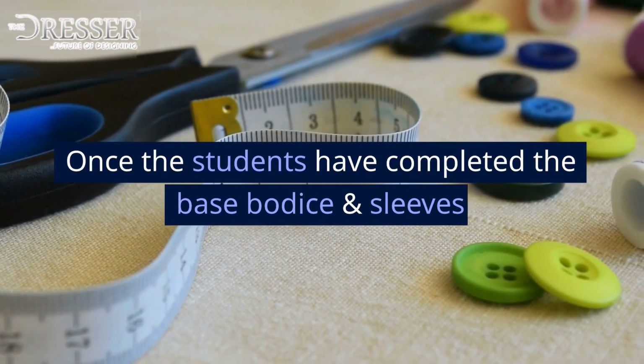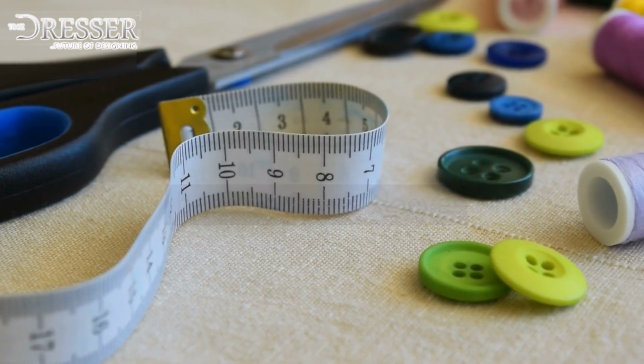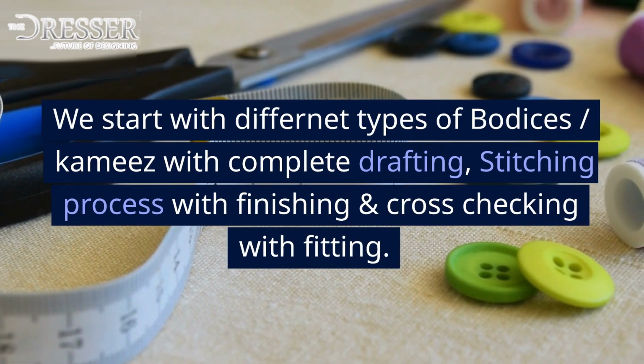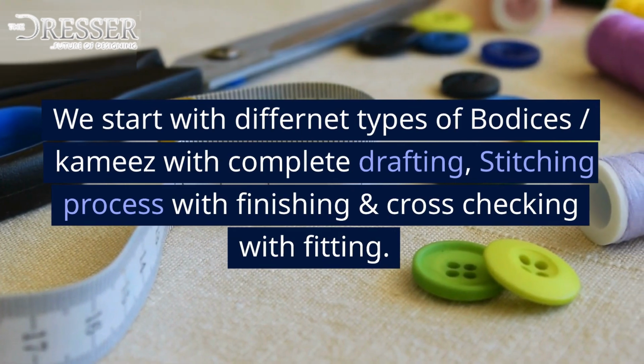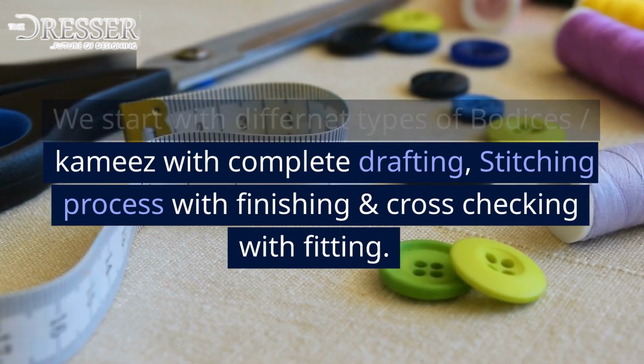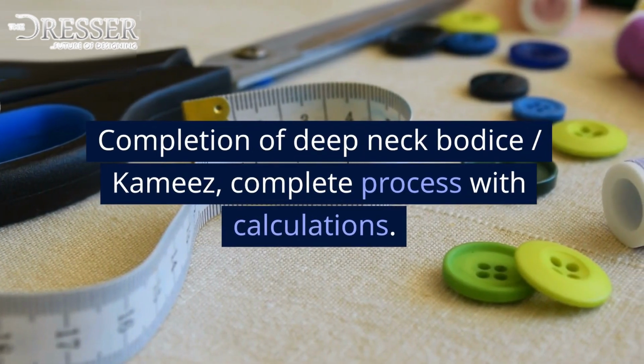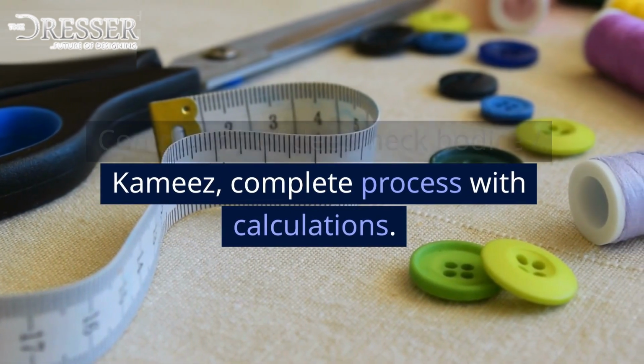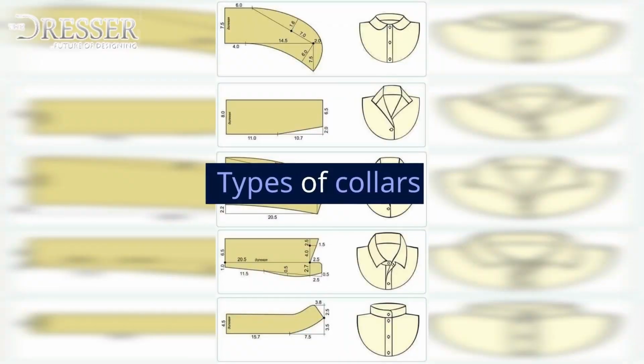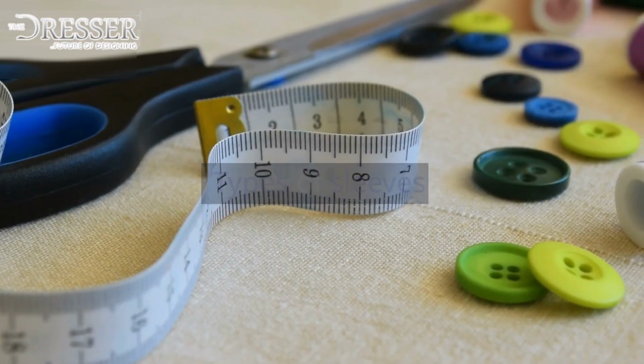Once the students have completed the base bodice and sleeves, we start with different types of bodices, kameez with complete drafting, stitching process with finishing and cross-checking with fitting. Completion of deep neck bodice, kameez, complete process with calculations. Types of collars. Types of sleeves.